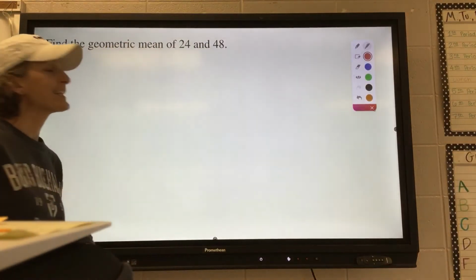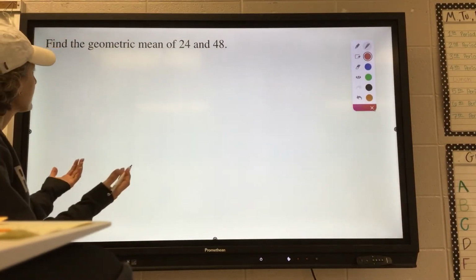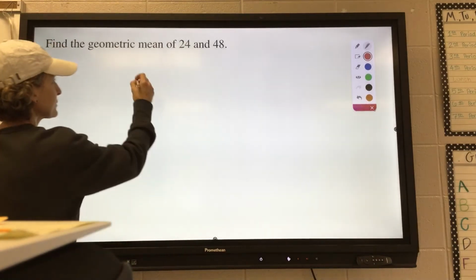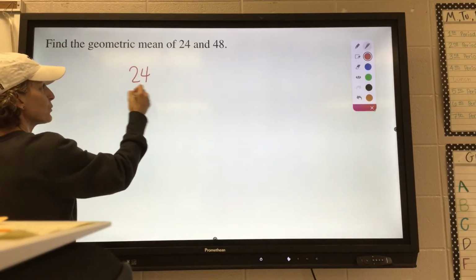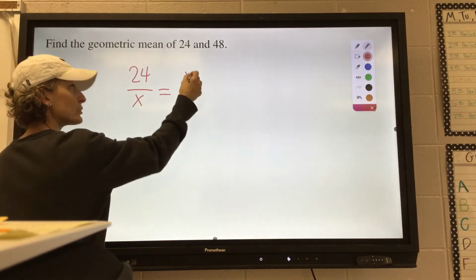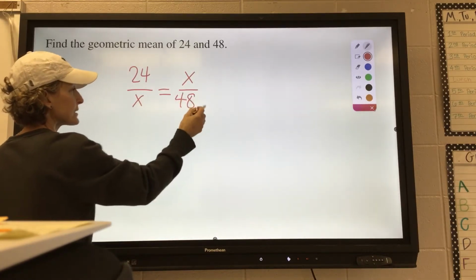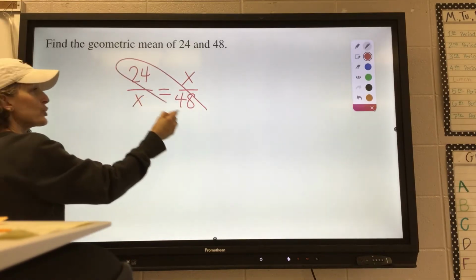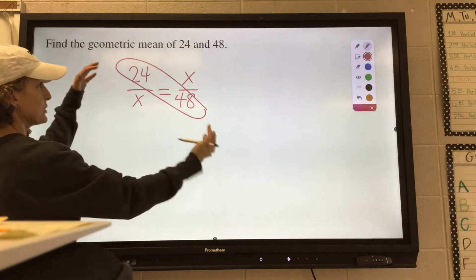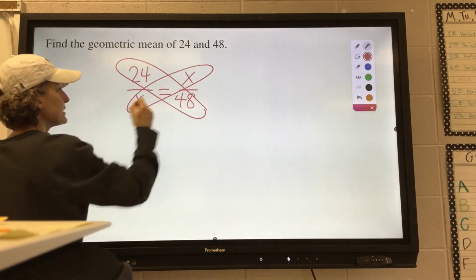An example of finding the geometric mean. The setup of geometric mean looks like this. It's basically 24 over x equals x over 48. These are your extremes, the two ends, and this is your mean.